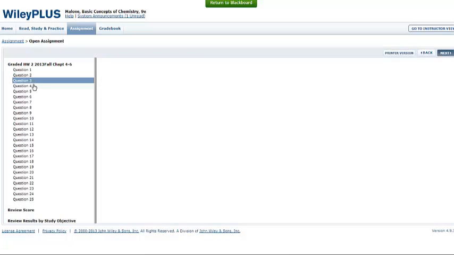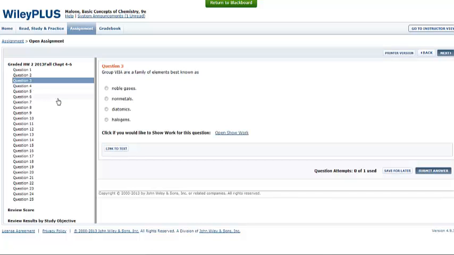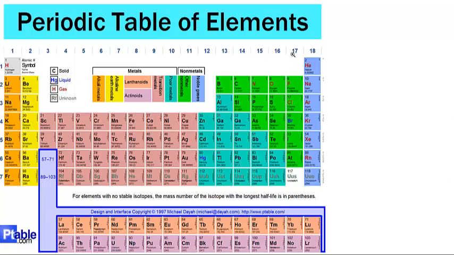So moving on to question 3, group 7A, best known as, and we just talked about that. Remember, this one is numbered 1 through 18. It's the new way these periodic tables are numbered. And all you have to do to make them equal to the old one is remember where the representatives are, and those are the towers on either side, transition metals in the middle.